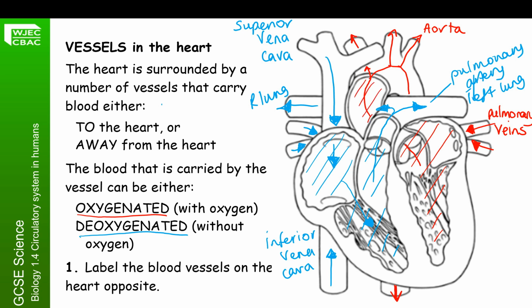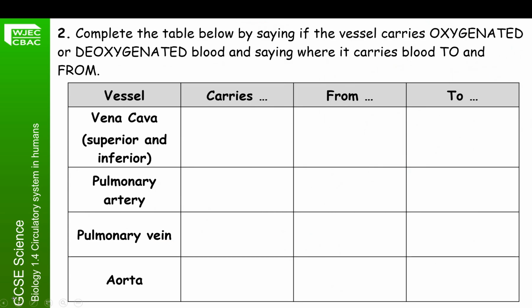Okay, so underneath that diagram that you've just labelled, you now have a table. And hopefully, if you've labelled your diagram correctly, you should be able to tell me where each blood vessel is carrying the blood from and to, and if this blood is oxygenated or deoxygenated. So pause the video, see if you can fill it in first, and then I will go over it.